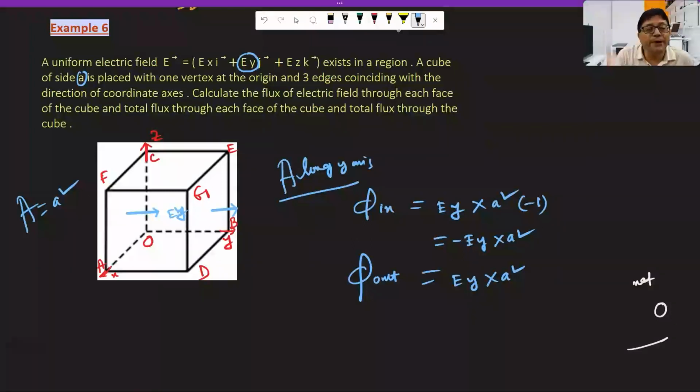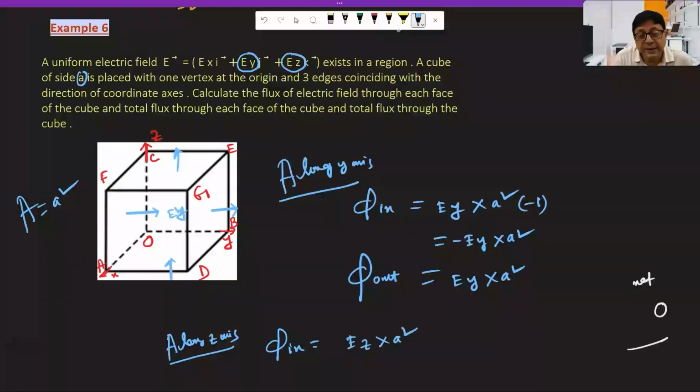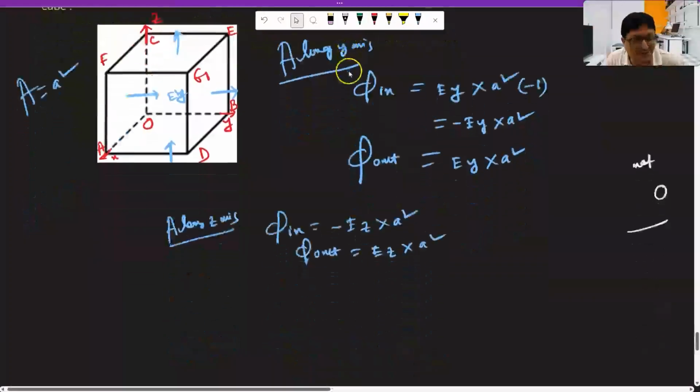What is going to happen along Z axis? Along Z axis, phi in will be what? Electric field line entering here and going out here. The same manner. This component along Z axis given EZ. So phi in will be EZ into A square minus, phi out EZ into A square plus. They get cancelled. No, cancel or not, that I am going to tell you.